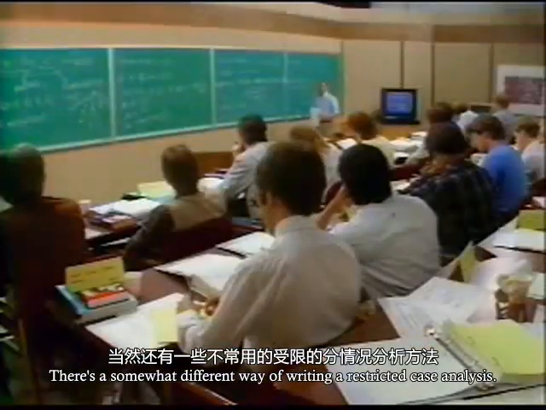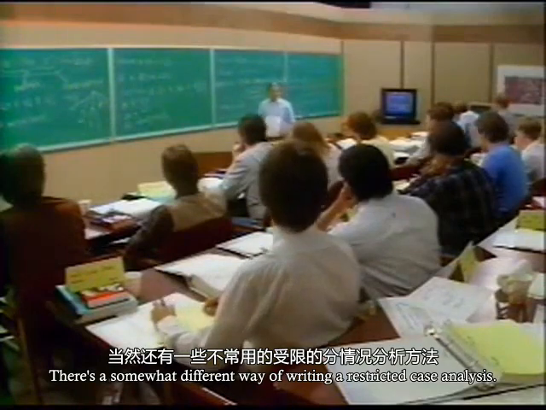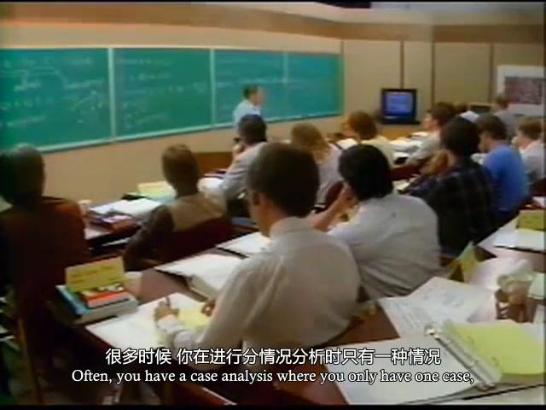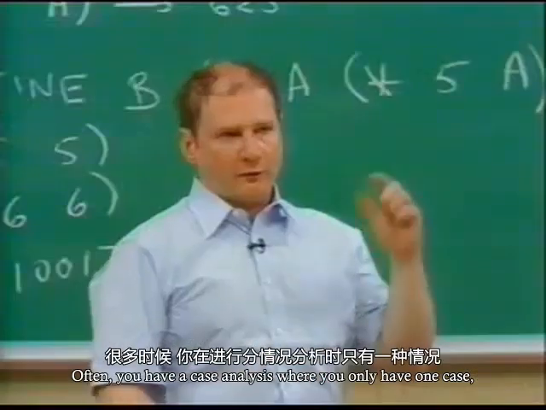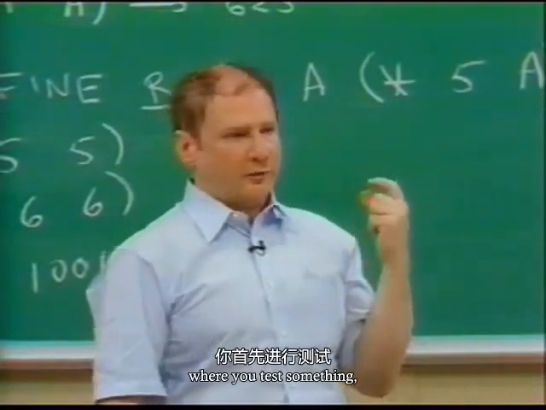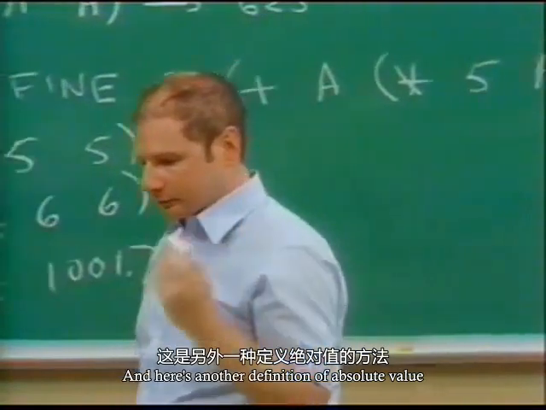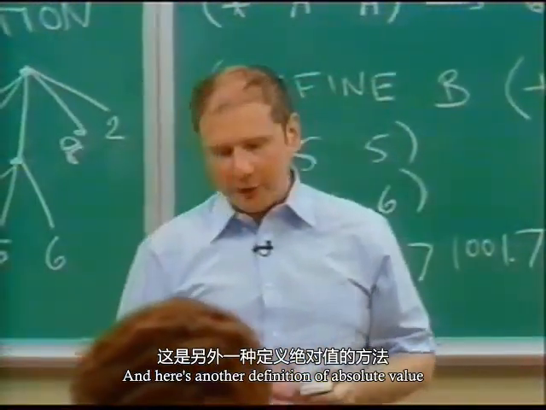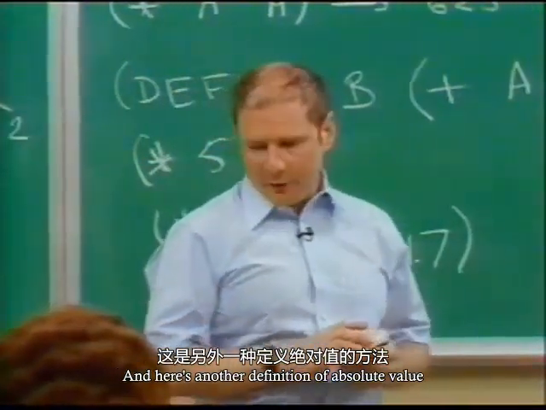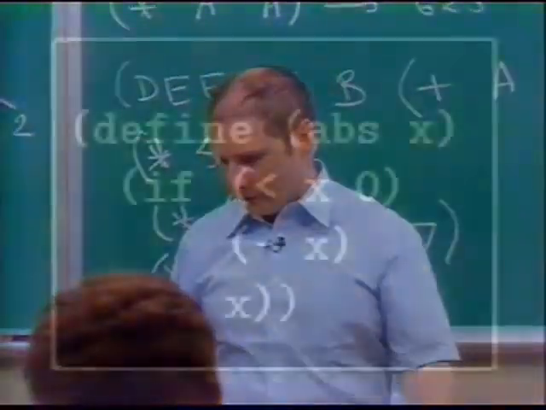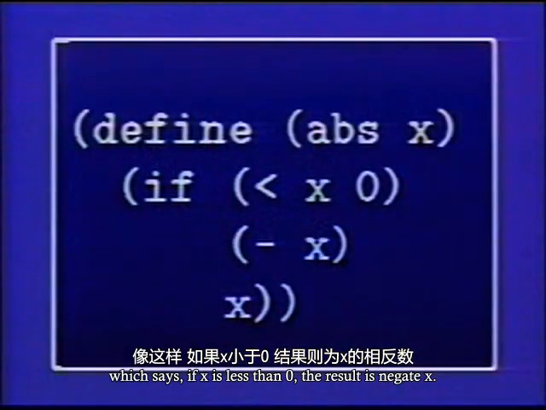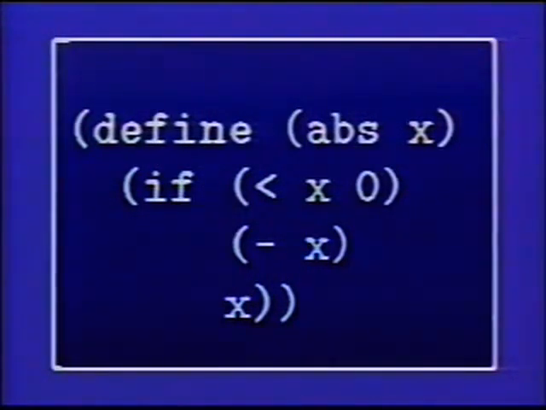Okay, there's a somewhat different way of writing a restricted case analysis. Often you have a case analysis where you only have one case, where you test something and then depending on whether it's true or false, you do something. And here's another definition of absolute value which looks almost the same, which says if x is less than 0, the result is negate x. Otherwise, the answer is x. And we'll be using if a lot.